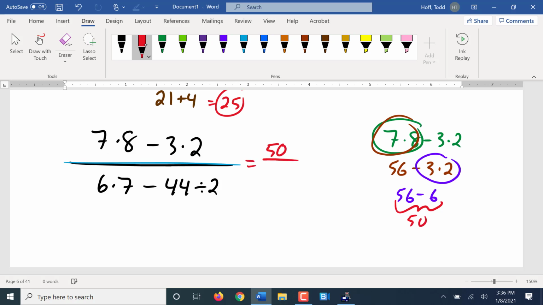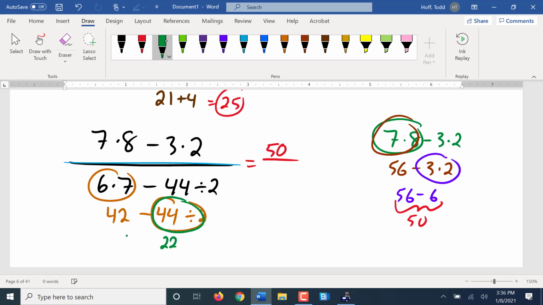On bottom, what do we have to do first? 6 times 7, which is 42. And then the 44 divided by 2 is 22. And then subtract to get 20. So the bottom of that comes out to 20. Our last step, divide. 50 divided by 20 is 2.5. You're correct.